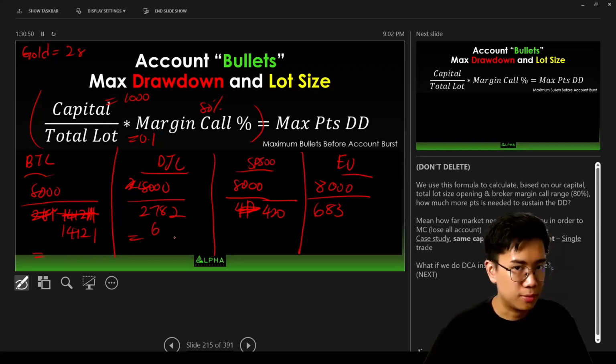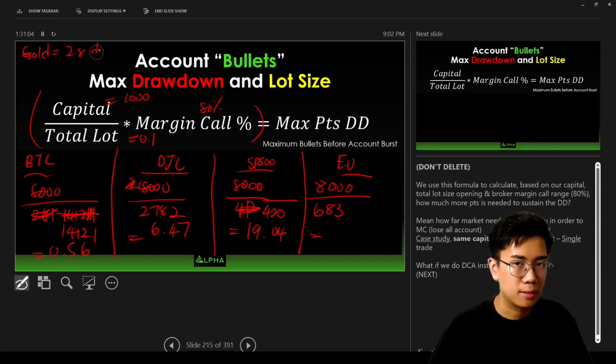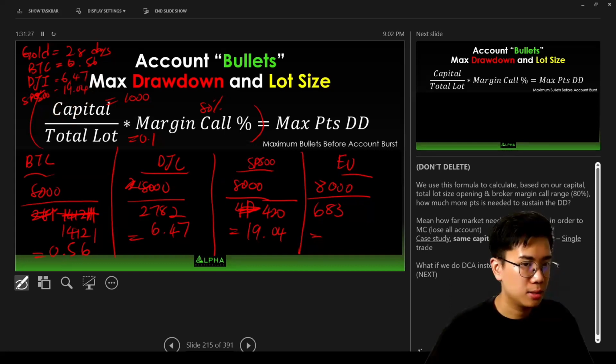Dow Jones 6.47. SP500 19.04. Euro USD not yet. Bitcoin 0.56. If we can have a list or table come out like this: 6.47, 19.04, and lastly, Euro USD 11.71.